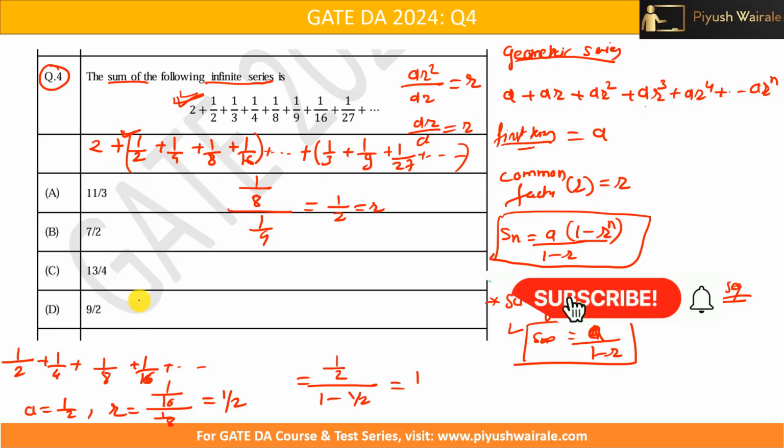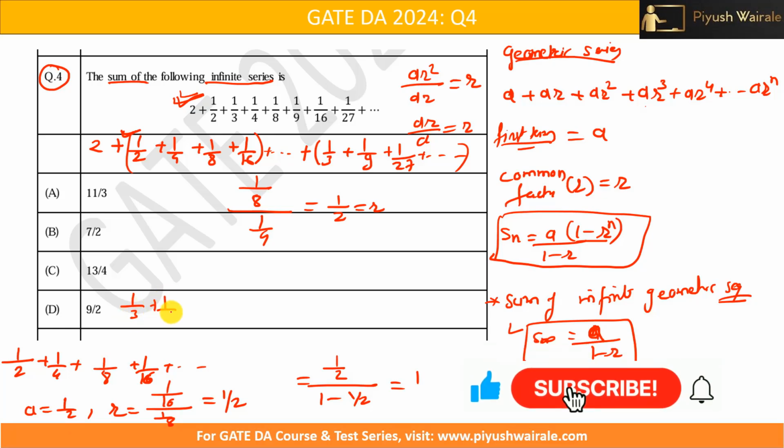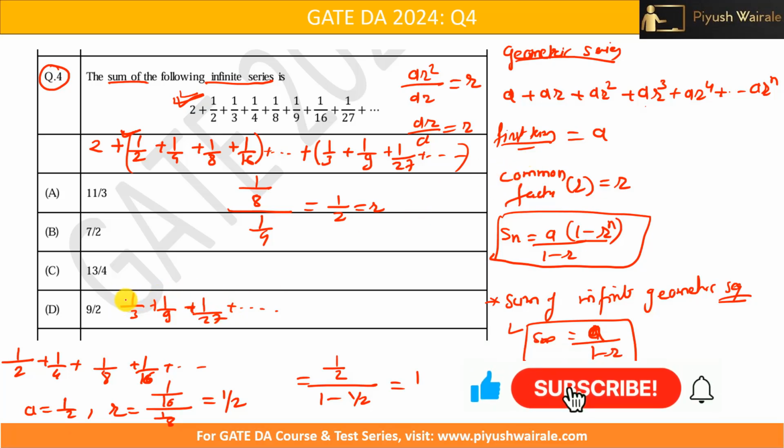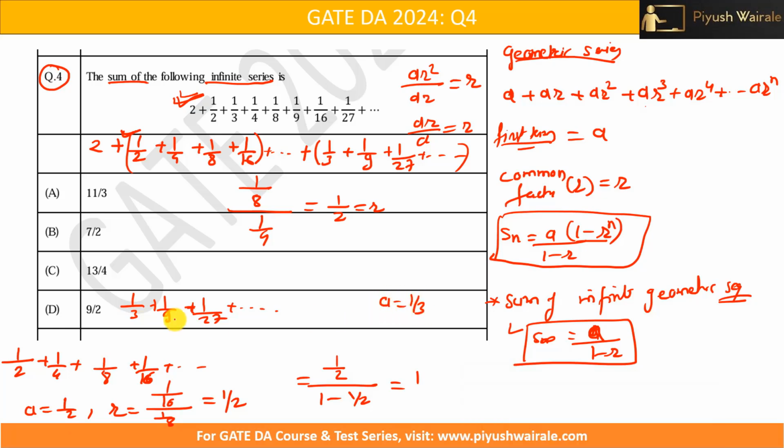Now what about this series, 1 by 3 plus 1 by 9 plus 1 by 27? Can I apply this concept here? Is this a geometric series? Here my first term is 1 by 3, and do we have a common ratio? If I take the ratio of the first and second terms, 1 by 9 divided by 1 by 3 is 1 by 3. Similarly, 1 by 27 divided by 1 by 9 is 1 by 3. Right? So here A is 1 by 3 and R is also 1 by 3.